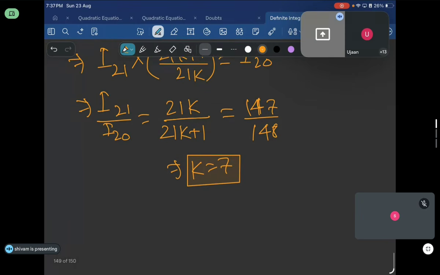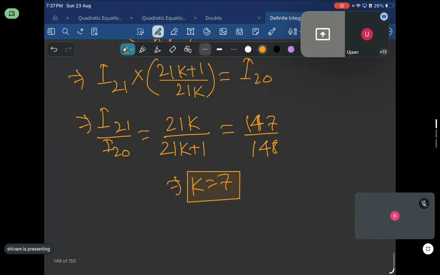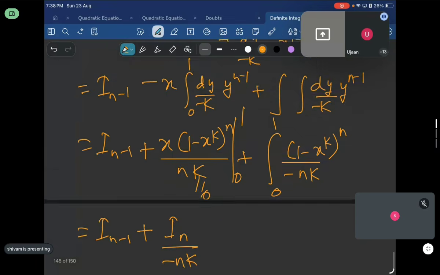Okay, so Ujan, have you understood this one? Tell me. Yes, sir. Sir, JEE Main's problem is this stuff.